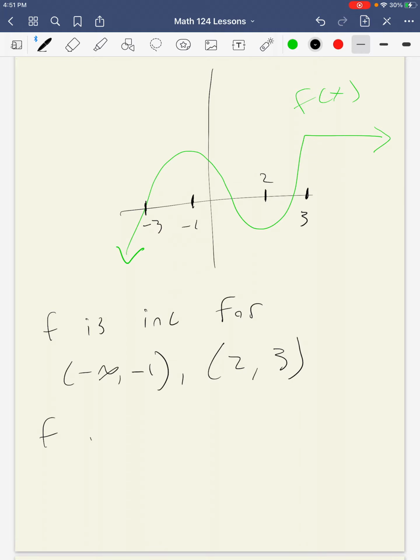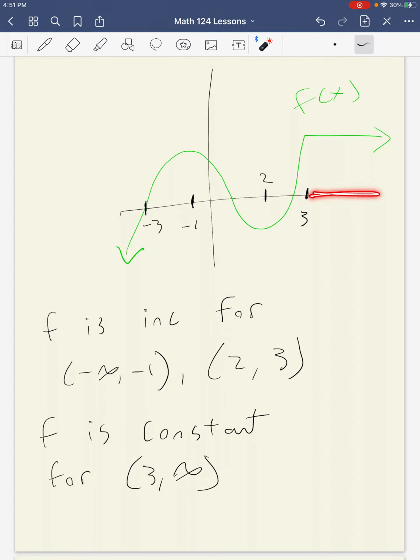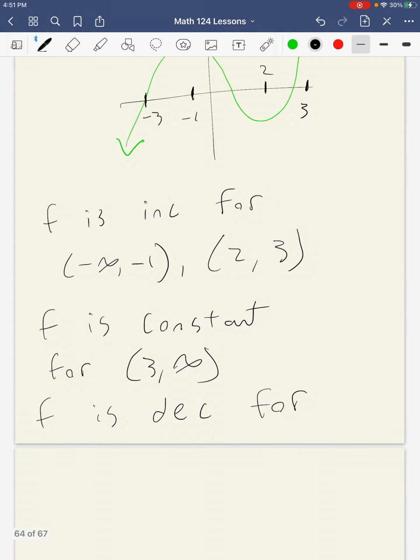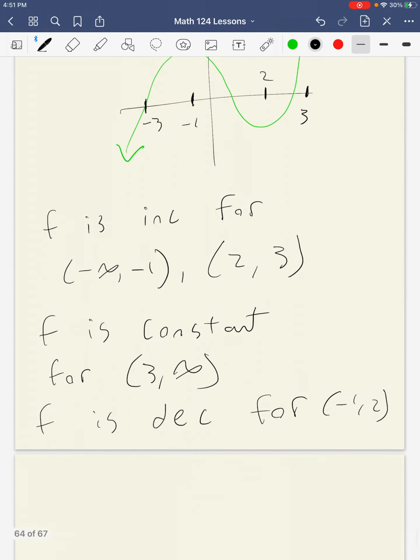Okay, now let's do f is constant for the x values 3 to infinity. Right, so in this picture, 3 to infinity corresponds to these x values, and the corresponding graph is indeed constant. Lastly, let's list when the function is decreasing. F is decreasing for the following x values, from -1 up to 2, and that's the only time it's decreasing, right? So we have -1 to 2.